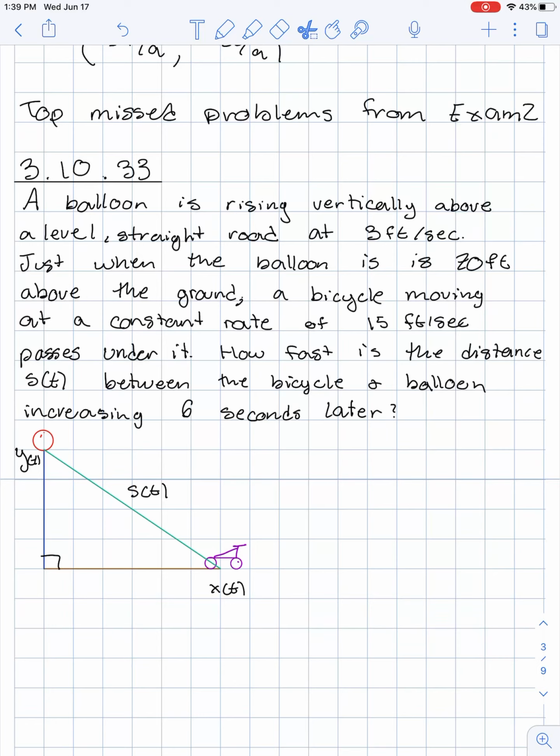So a balloon is rising vertically above a level straight road at 3 feet per second. Just when the balloon is 70 feet, I don't know what this extra is.